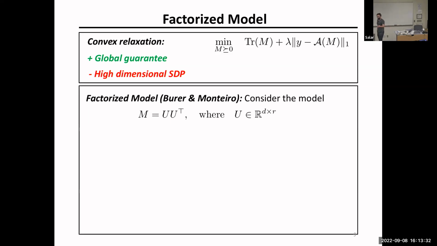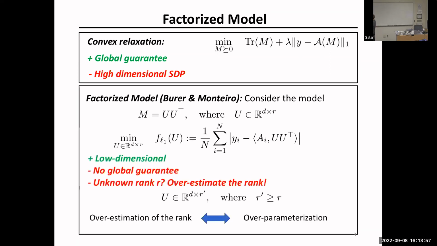Another approach is to resort to this factorized model, also known as the Burer-Monteiro approach. The idea here is to write M as UU transpose for some low-rank matrix U, that is D times R. So we implicitly capture the low-rankness of M and directly optimize the loss based on this factorized model. The good thing about this approach is that it's low dimensional. Instead of optimizing over a large matrix M, we're optimizing over a skinny matrix U. But the bad news is that now we have a non-convex problem to deal with, so we may not be able to get global guarantees.